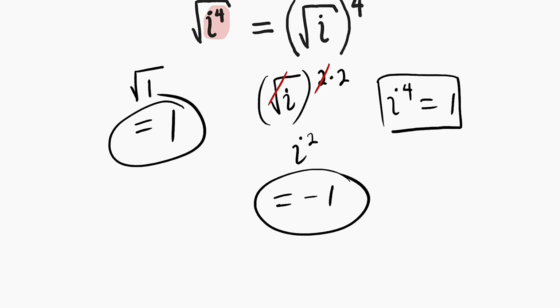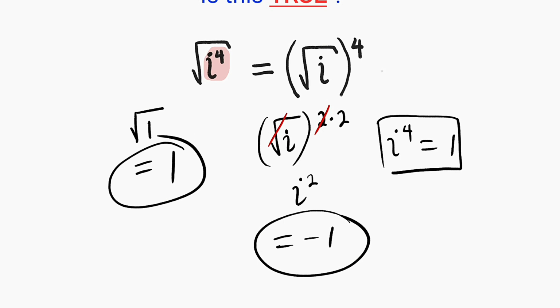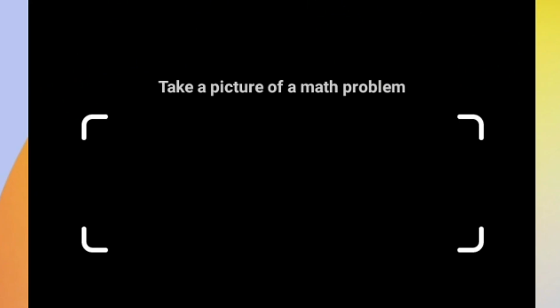All right. Now to clear our doubts, let me use two different calculators. Let me start with the first one. Let me start with the square root of i raised to the power of 4. What will this give us? The square root of i to the power of 4 is equal to 1 from my calculator. So what if we have the square root of i in brackets raised to the power of 4?